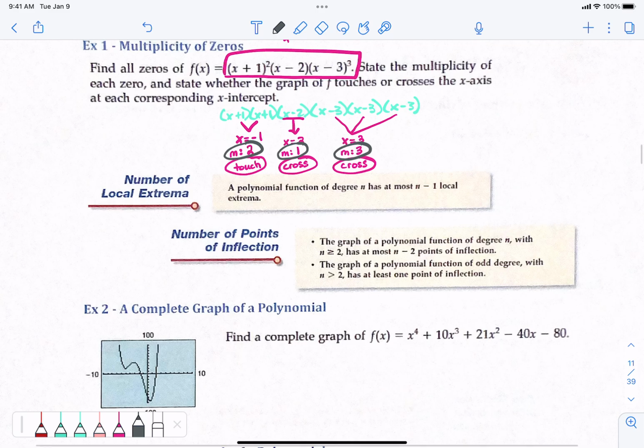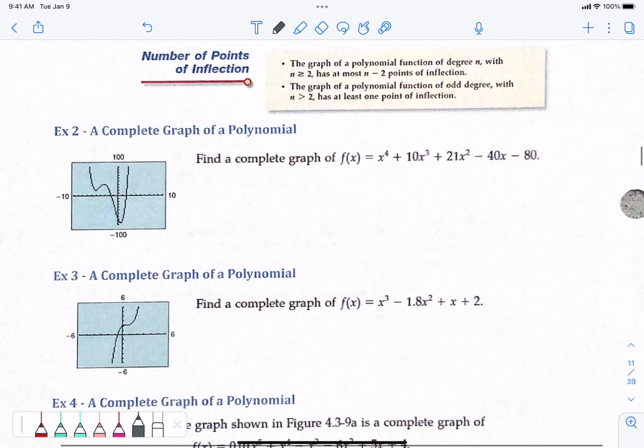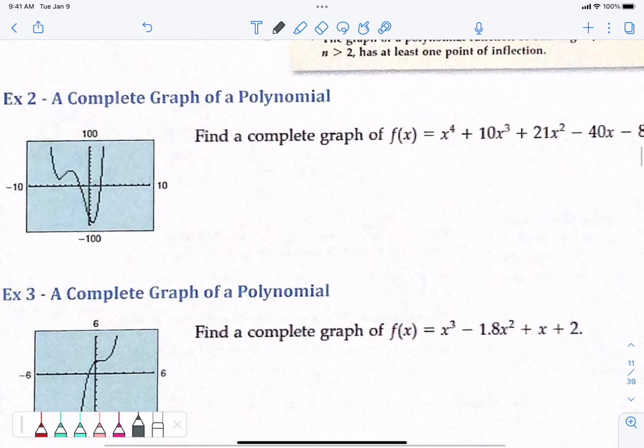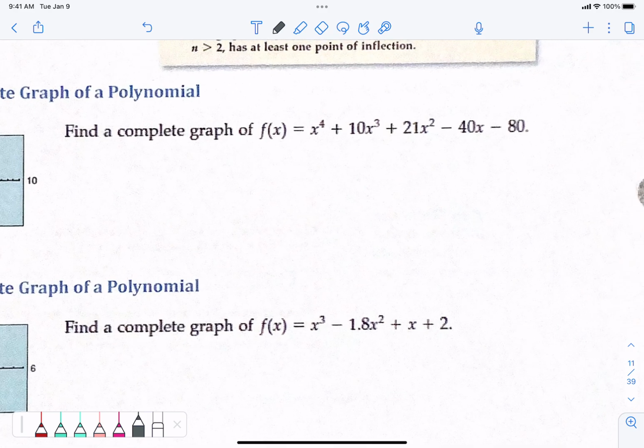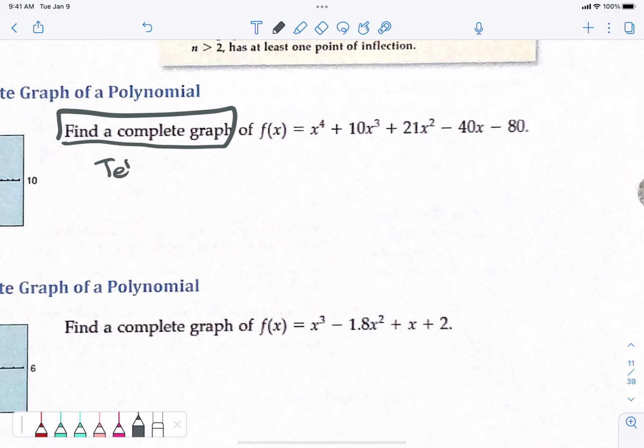All right, good. Let's go down to example 2. Complete the graph of the polynomial. Find a complete graph of this. Here's what it means when it says find a complete graph: tell me the range that you have to have your x's set to and your y's set to so that I can see a complete graph of it.